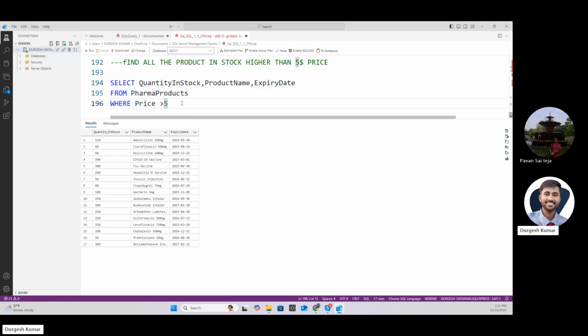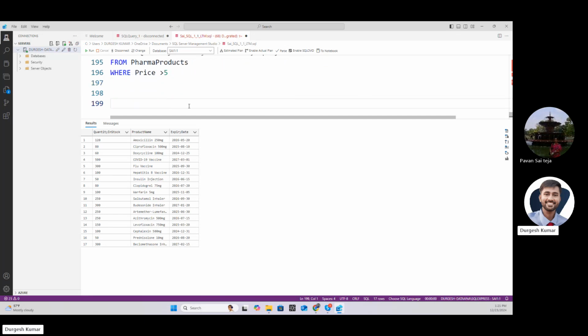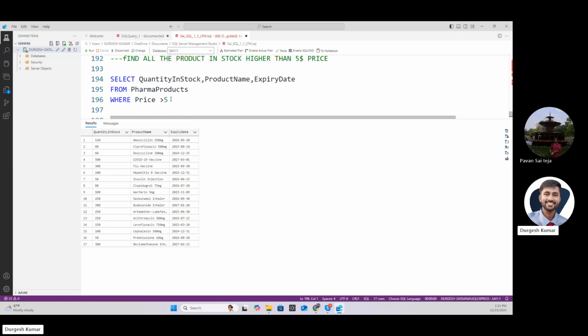Okay, this is good. Here, the user can easily understand how many stock we have, what the product is, and what the expiry date will be. Okay, perfect. You did well. Now here, can you tell me how the execution is happening? First from, after which where, and next select. Correct.